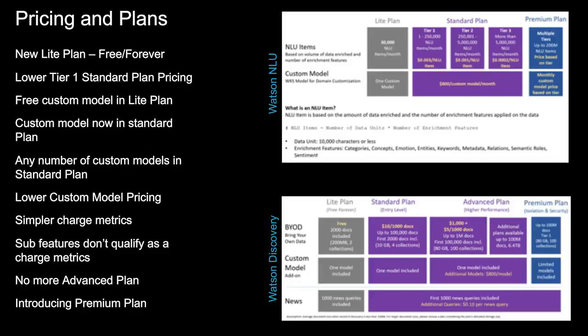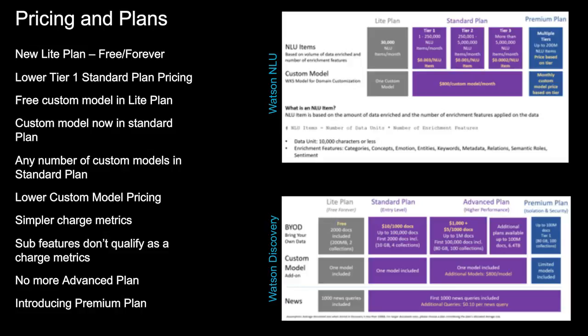What is an NLU item? It's a charge metric that combines the amount of data that you use for an enrichment feature and the number of enrichment features you use. We look at data units in chunks of 10,000 characters. So for instance, if you're doing emotion and sentiment analysis for a data unit size of 20,000 characters, that's two data units times two enrichment features, which is four NLU items. That's just a quick view into the math behind NLU items, but you have a very generous amount of NLU items within the Lite plan.